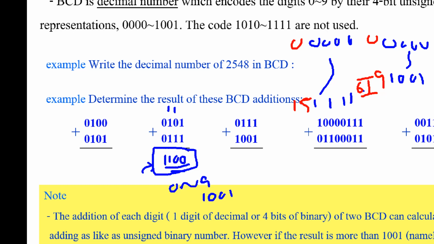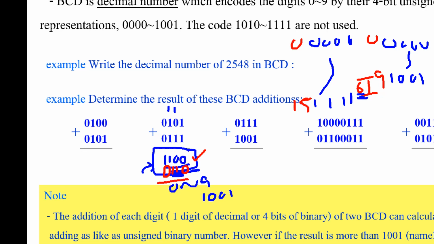That means if you do BCD addition and your result is greater than 9, what should you do? You should add 6 more, okay? To make this digit become the normal decimal value. Namely, if you add 6, so what happens? 6 is 0110, right?